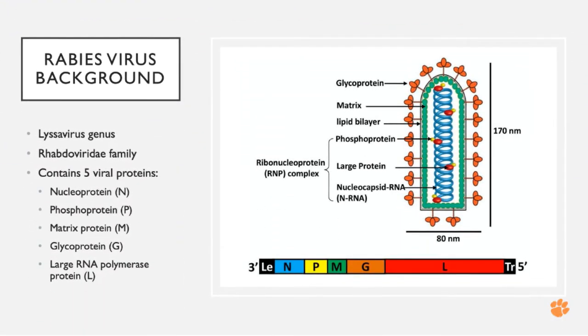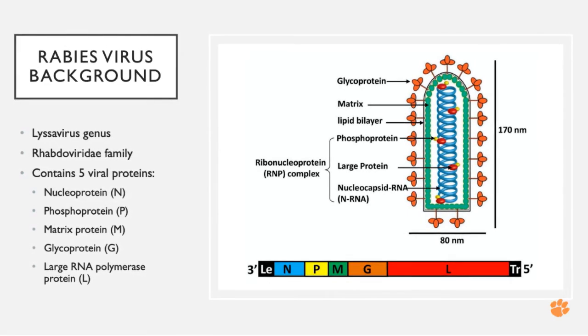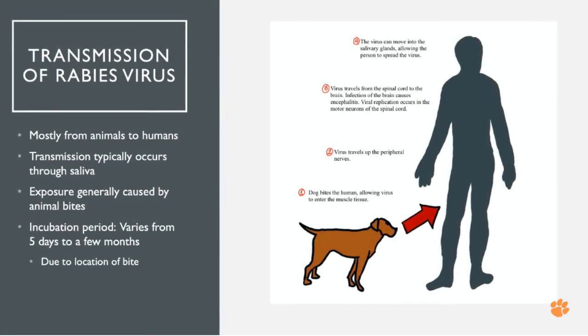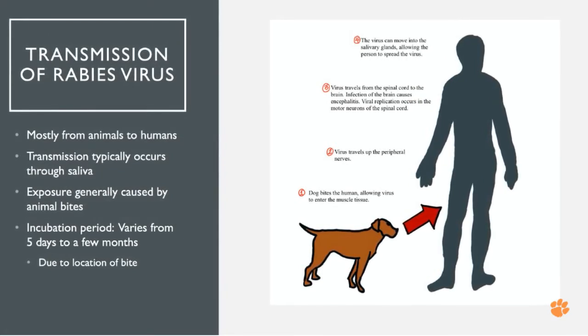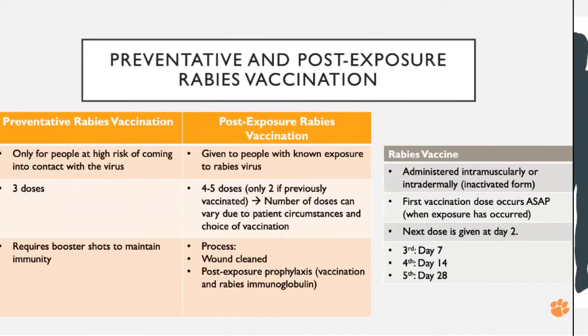The rabies virus contains 5 viral proteins which are listed below. These proteins inhibit mechanisms within the innate immune system. The majority of transmission occurs from animals to humans. The virus is transmitted via saliva or through mucous membranes. Exposure typically occurs due to an animal bite.